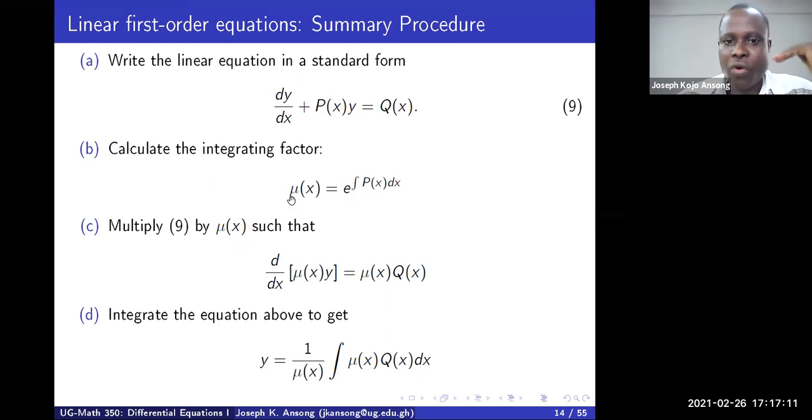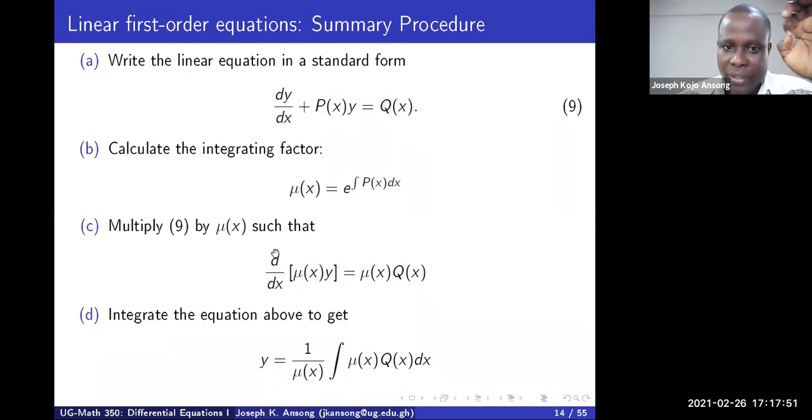Then you compute what we call an integrating factor. Mu of x is equal to e raised to the power the integral of p of x dx. Your p of x is the coefficient of y here. Once you get the integrating factor, the next thing you do is multiply this equation through by the integrating factor. Now, if your integrating factor is correct, in other words, if you did this correctly and you multiply through this equation by the integrating factor, you should end up with an equation that looks like this.